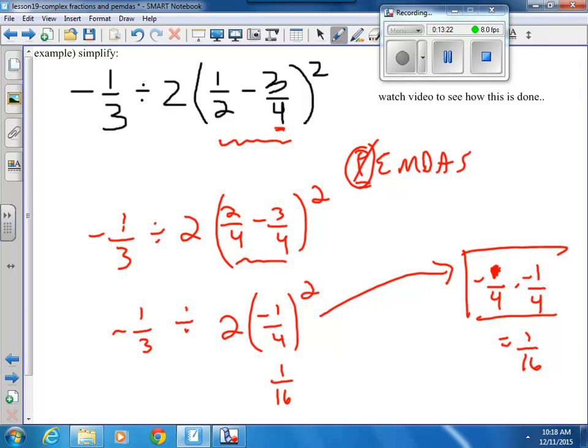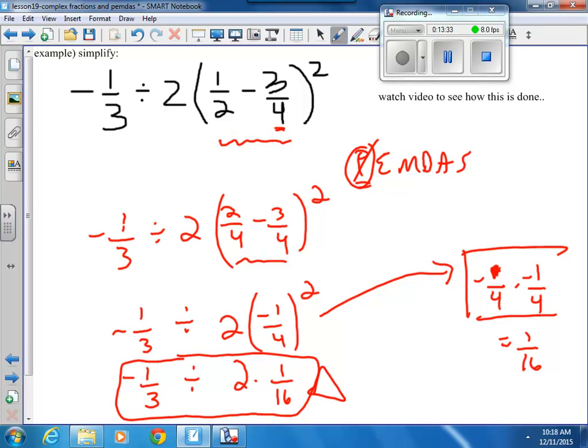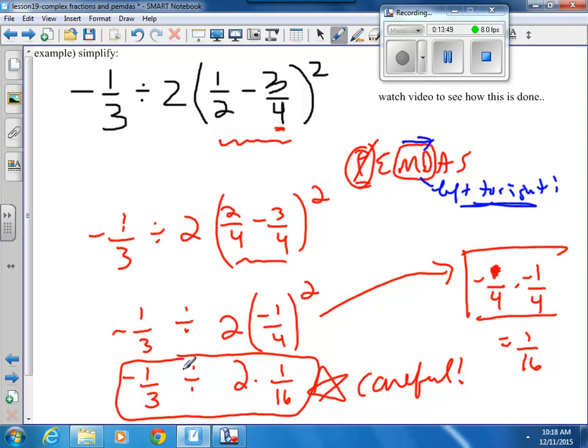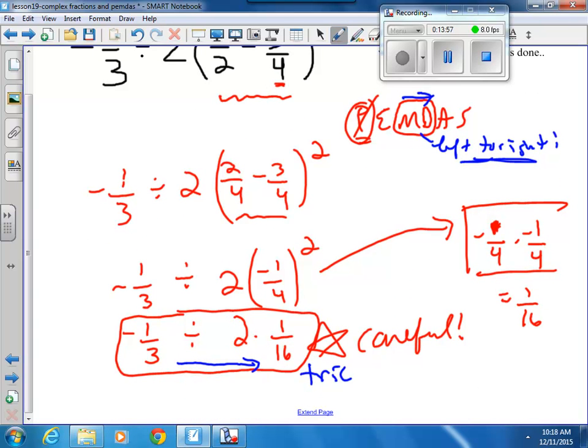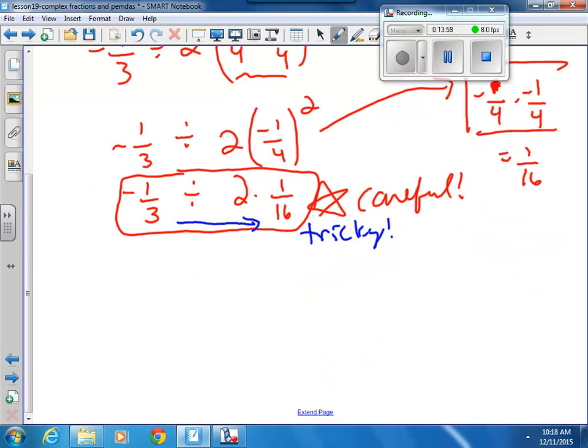Okay, so 1/16. Then 2's hanging out, being multiplied. And then here's the kicker. This right here is where a lot of people accidentally goof. Careful. PEMDAS says you would think you'd multiply before you divide. Remember, you move left to right over those brother-sister operations. You must move left to right over multiplication and division. So I'm actually going to move left to right here. I'm not going to perform multiplication first. Tricky. Big note to self. Okay, just move left to right.